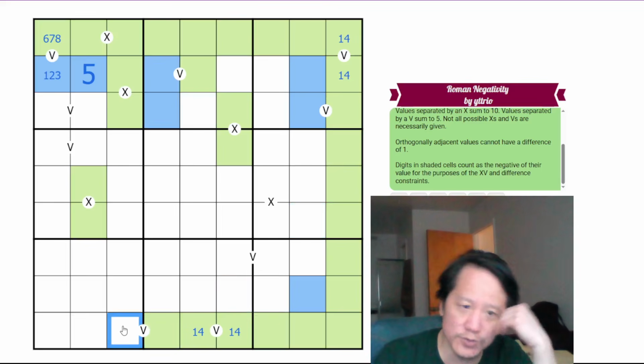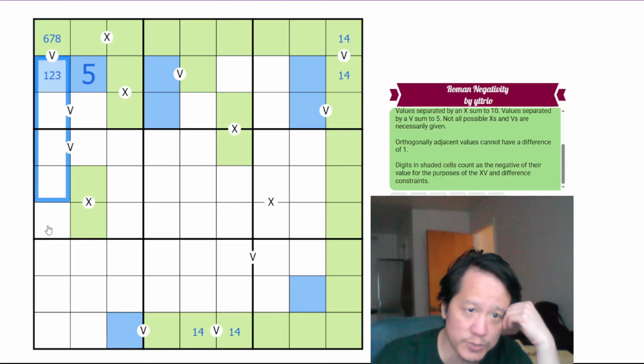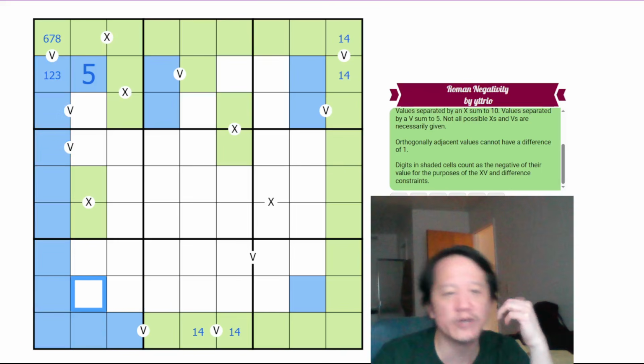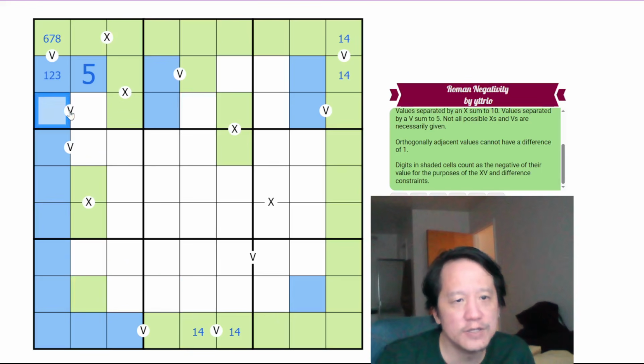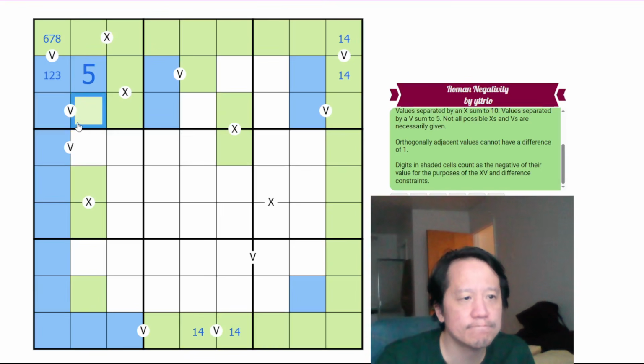This cannot be 2, 3, so this must be blue here, which means this has to be blue all around here. This is a 2x2 area that has 3 blues, so the last digit must be green. This is blue, so that forces this to be green here.